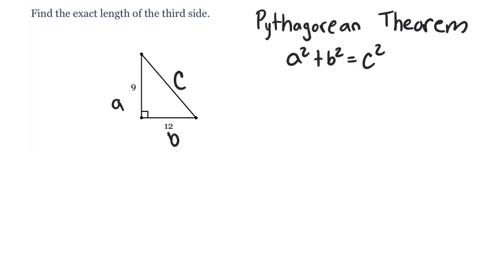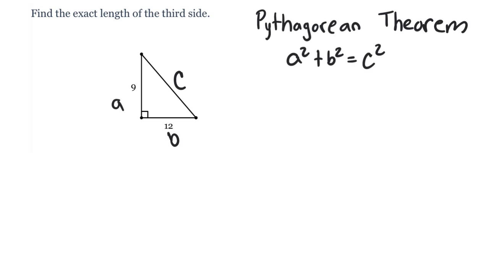It doesn't really matter. The leg that I labeled a could also be b, and the leg that I labeled b could be a, but no matter what, the hypotenuse is always c, and the hypotenuse is the side that's across from 90.